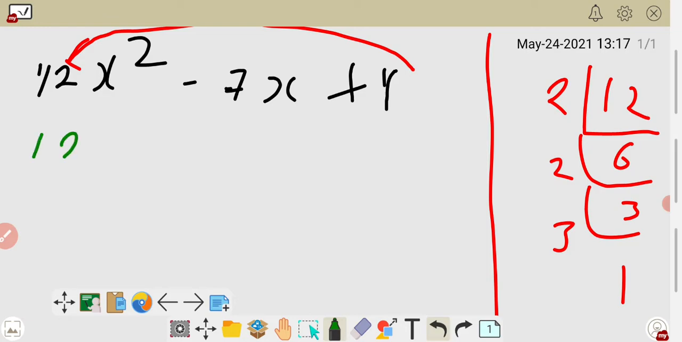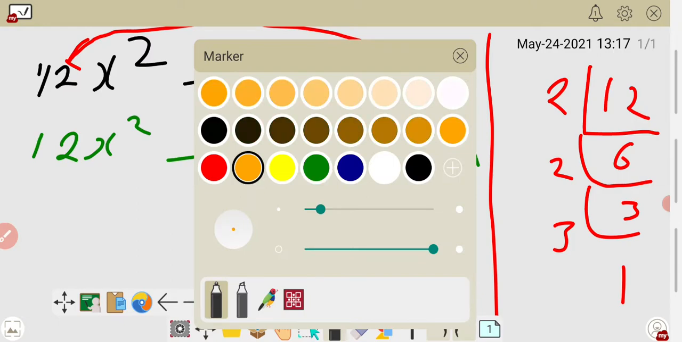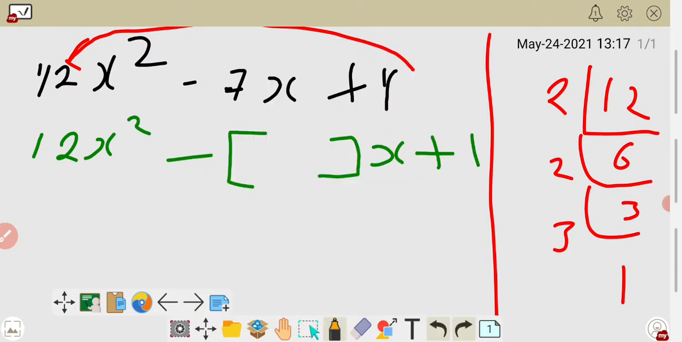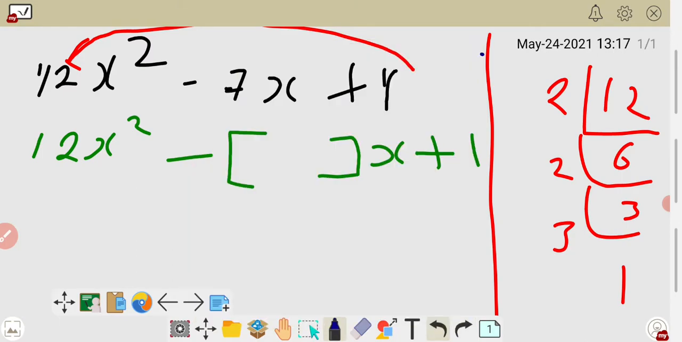Okay, now what you do, just write 12x square as it is, minus 7. You have to leave the space and then plus 1. Just write 12x square as it is. It is known as middle term splitting. So the middle term you have to leave, and write the remaining terms. Okay, now whatever sign is present here, that is plus, the plus sign is present here, so that plus sign you have to write inside the bracket.